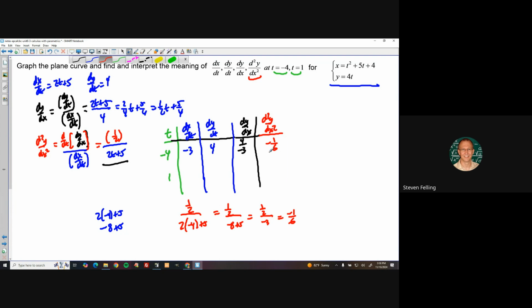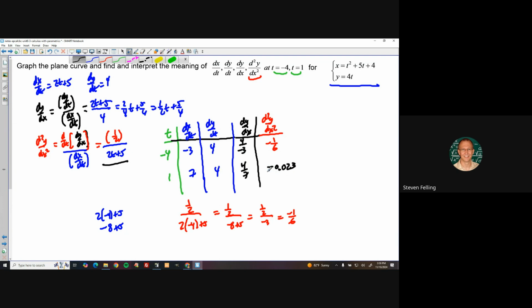Okay. Right, we could do the same thing with 1. And when I did this before, I got the following values. At 1, in my notes here, I get 7. dy/dt turns out to be 4. Therefore, dy/dx is this divided by this, which turns out to be 4/7. And the second derivative turns out to be, I just computed it in decimal, -0.023. Okay.